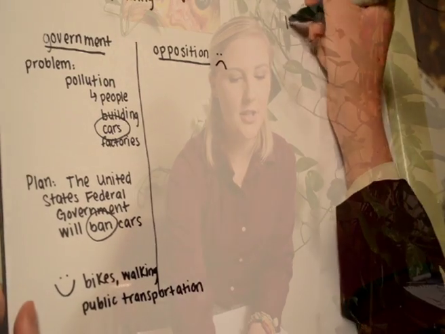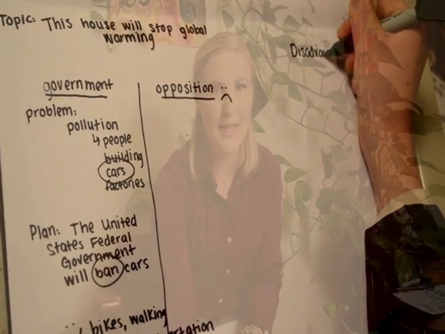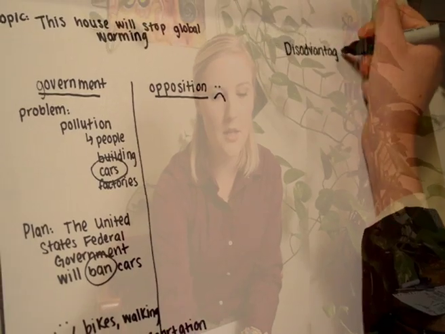Now, the opposition has to think about this. What could be a problem with banning cars? Well, the first thing that I think of is money and the economy. So we're going to make a disadvantage. Our disadvantage is a reason why the government plan is a bad idea. And we can call this a DA for short. So this DA will be about the economy.